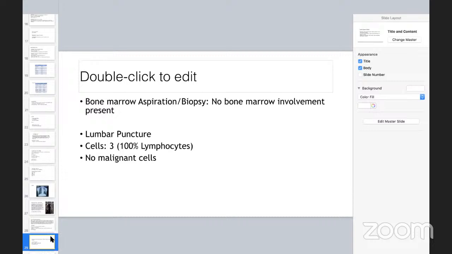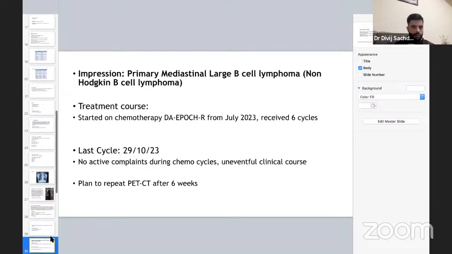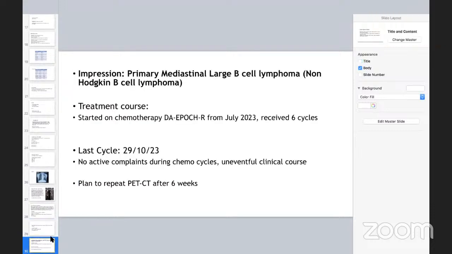We followed this up with a bone marrow aspiration and biopsy, and no bone marrow involvement was present. Lumbar puncture showed presence of 3 cells, which were all lymphocytic, and there were no malignant cells seen. So the PET-CT, marrow and lumbar puncture were part of the staging. Although primary mediastinal B-cell lymphoma is notorious to be locally invasive, it doesn't spread elsewhere in the body. So the impression from this was a primary mediastinal large B-cell lymphoma, non-Hodgkin B-cell lymphoma.